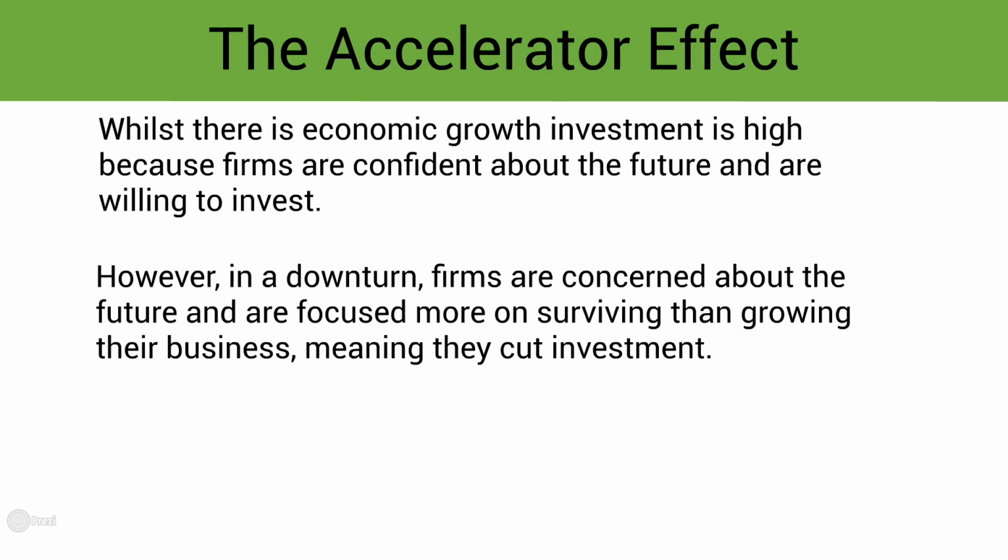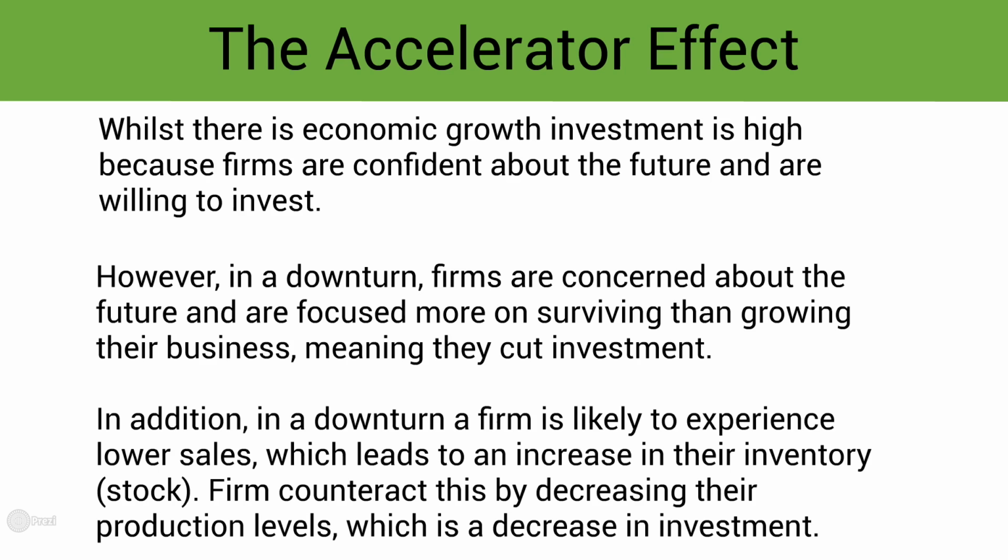In addition, in a downturn, a firm is likely to experience lower sales, which leads to an increase in their inventory. Firms counteract this by decreasing their production level, which is a decrease in investment. This is a decrease in the second type of investment, which is spending on working capital.